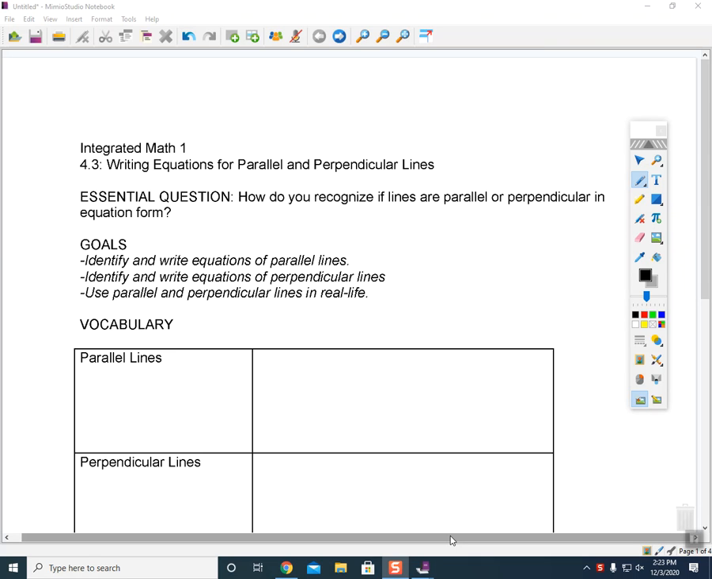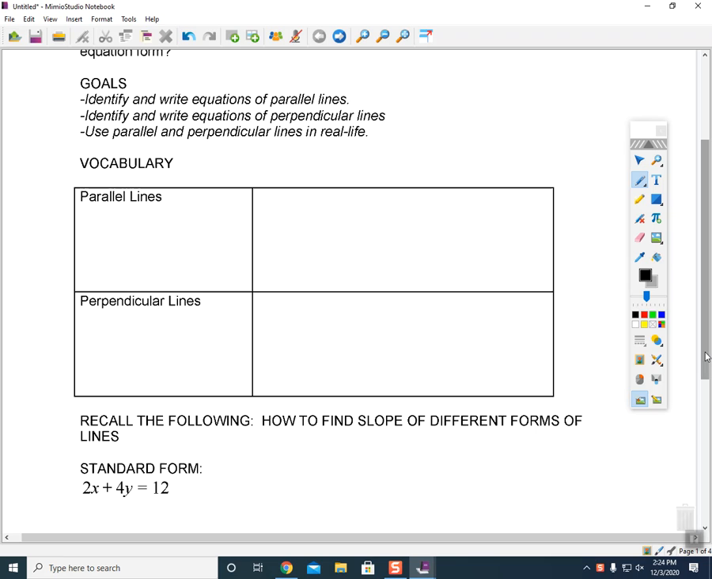Okay, so we have been talking about various equations of different lines. We are now going to dive into equations for parallel and perpendicular lines.